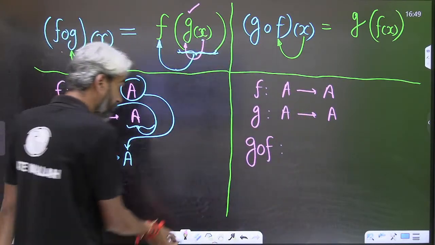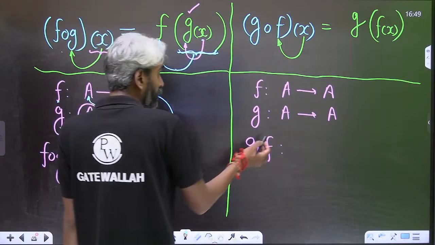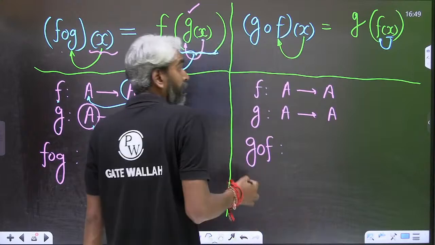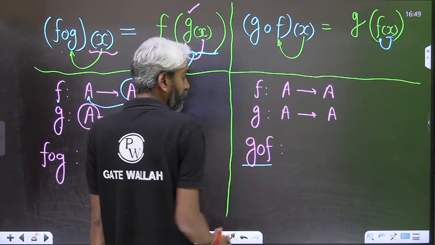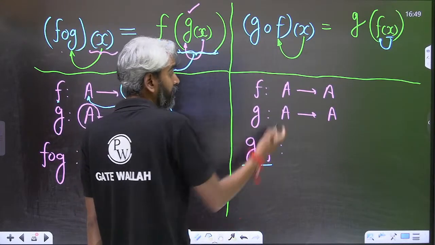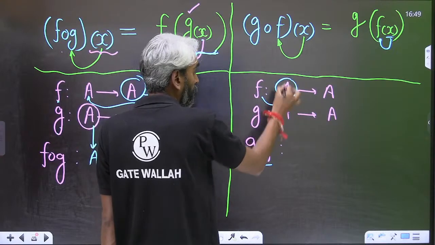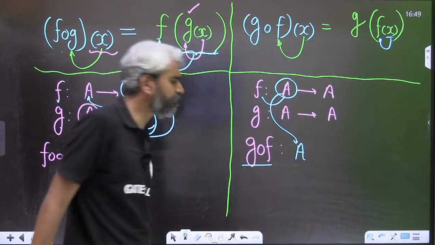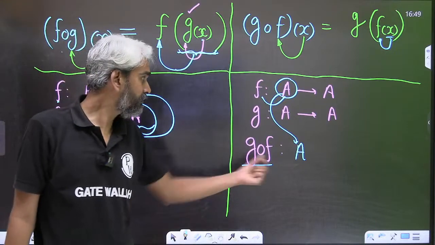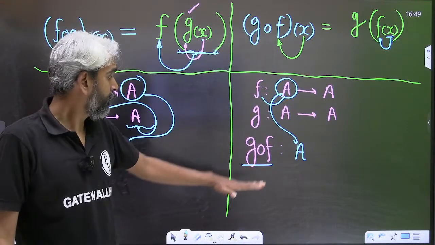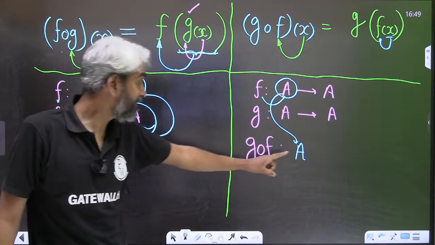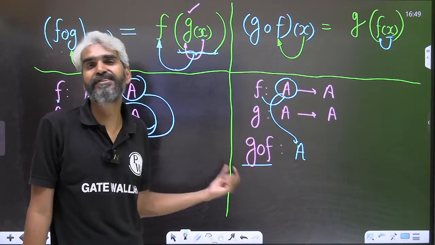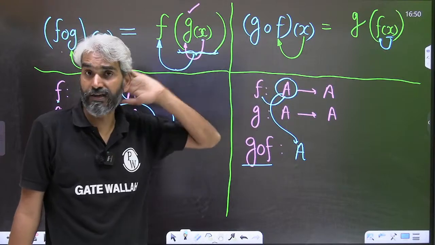So the idea is that first of all the value will be passed to function f. So the value that can be passed to function g of f has to be the same as the values that can be passed to function f. Therefore function g of f will be defined only for the values for which the function f is defined. So the domain of the function g of f will be exactly the same as the domain of the function f.